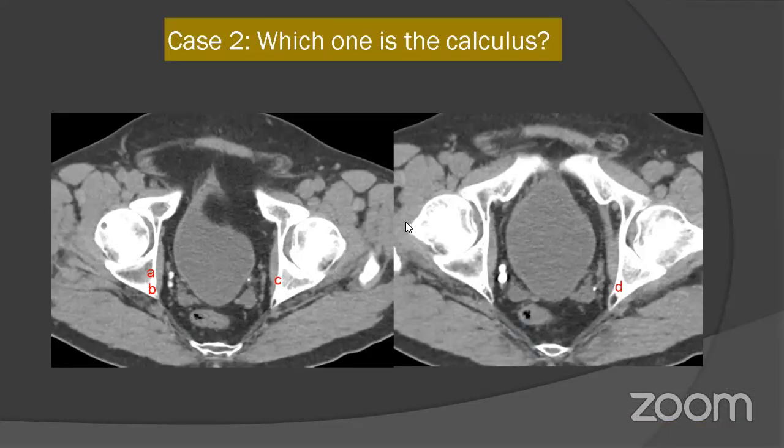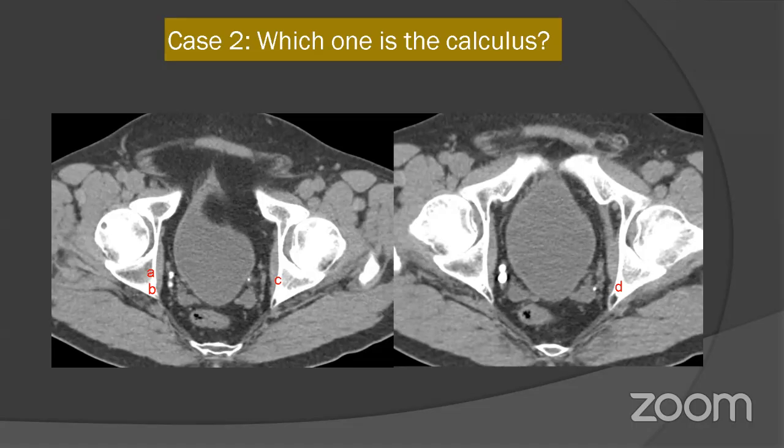Now, case 2, I just want you to quickly mention which one is the calculus. I've marked A, B, C, D. There are these calcific densities, 3 on the first image, another 3 on the second. So which one is the calculus? Very simple. So what are the signs that you look for to make the distinction between a calculus and a phlebolith?